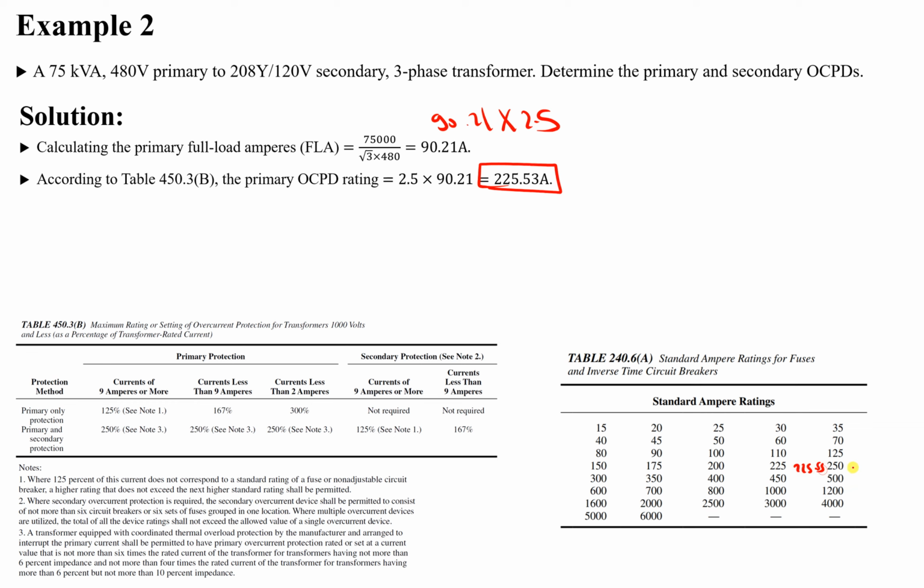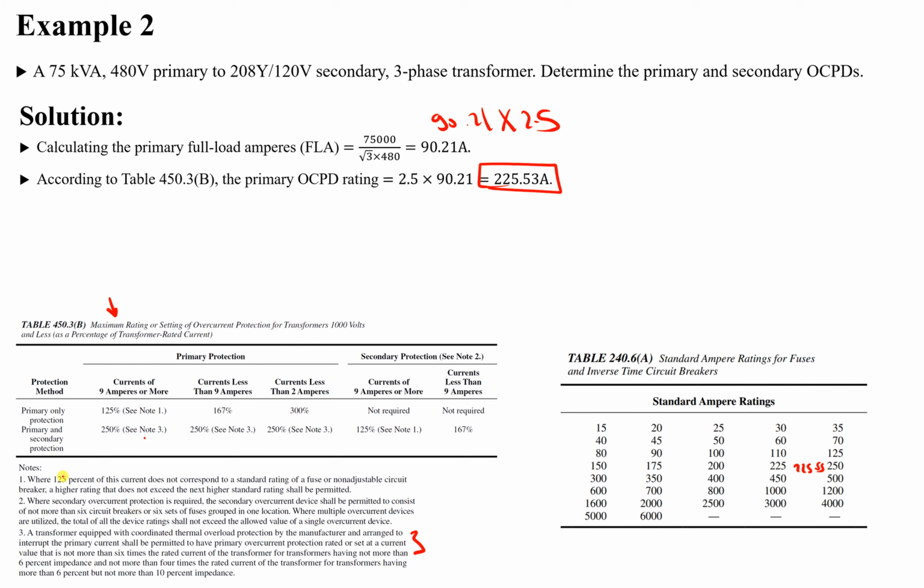225.53 will be between 250 and 225. Which one should I select? Now if you look carefully here, you will find that this is the maximum rating, 250%, see note 3. Note 3 talks about another thing, which is coordinated thermal overload protection. Forget about this. We are talking about the normal sizing without the presence of an overload protection or a thermal overload protection. Great.